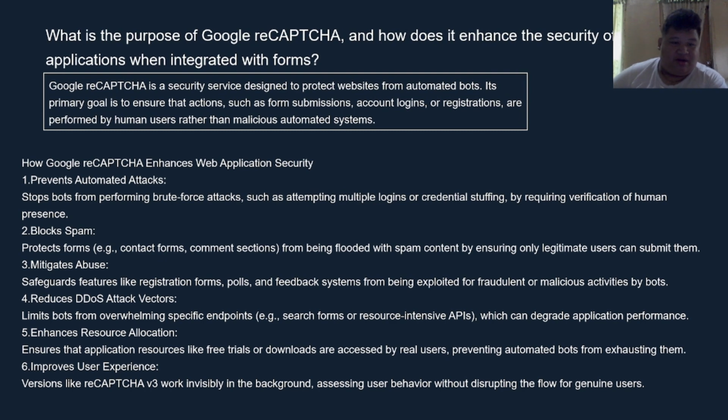bots. Reduces DDoS attack vectors, limiting bots from overwhelming specific endpoints, which can degrade application performance. Enhances resource allocation, ensuring that application resources like free trials or downloads are accessed by real users, preventing automated bots from exhausting them. Improves user experience. Versions like reCAPTCHA version 3 work invisibly in the background, assessing users' behavior without disturbing the flow of genuine users.